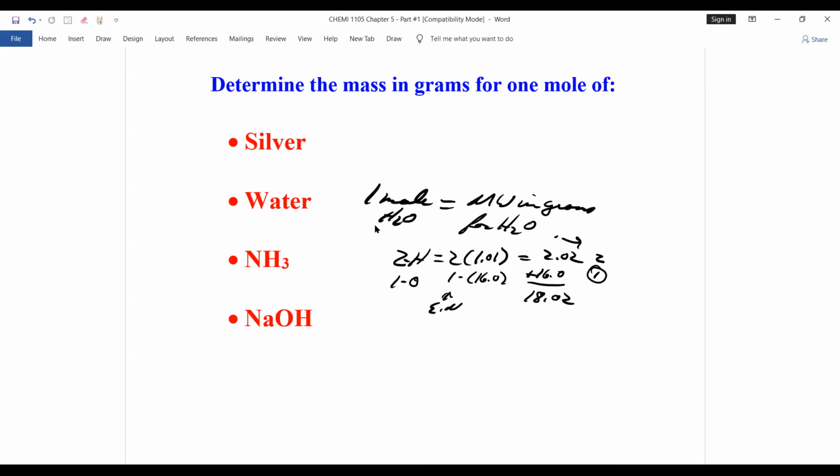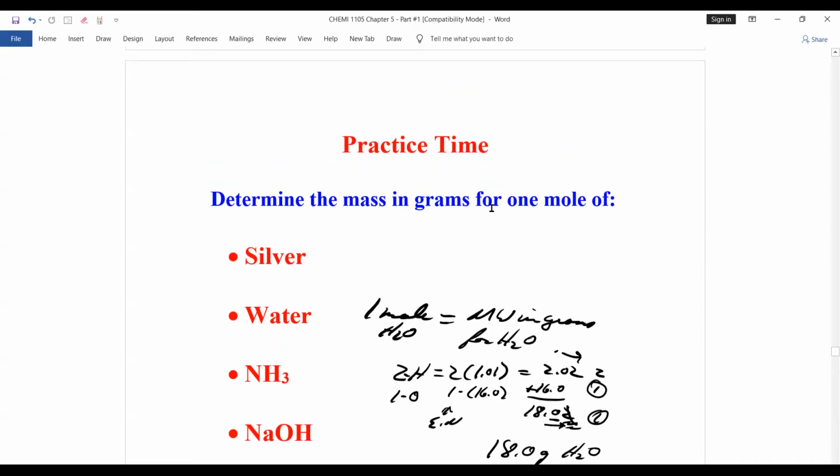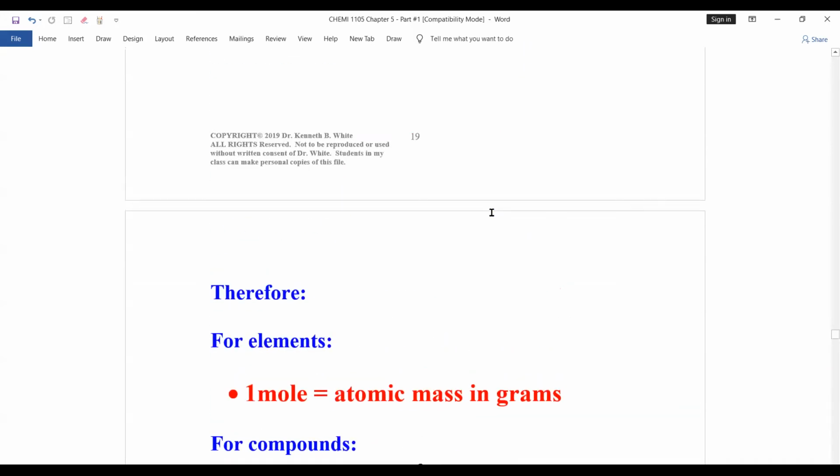How do you round this off to the right of the decimal? Keep the 0, use the 2 to round off, because you should have 1. And the correct answer is 18.0 grams is 1 mole of water. So if I were to ask you, quick, get me 1 mole of water, you'd go to the lab and weigh out 18.0 grams.